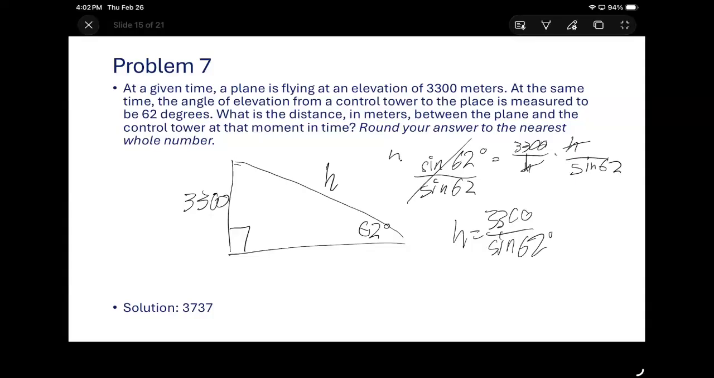I have a calculator here. And then it was done. Sweet. So we know that the hypotenuse will be 3737.48. It does say round to the nearest whole number. So the answer we would give is 3,737.